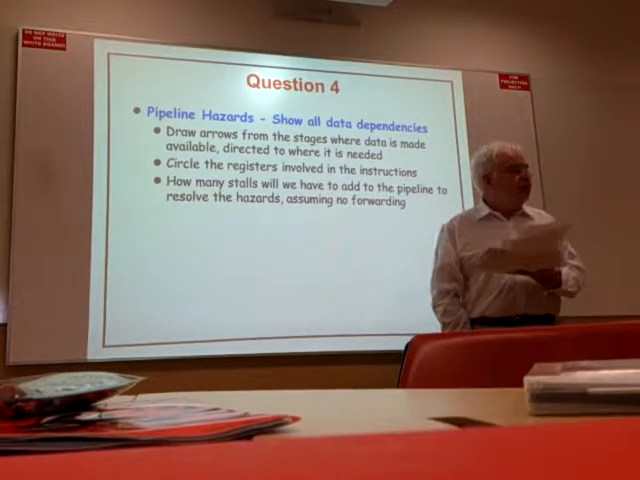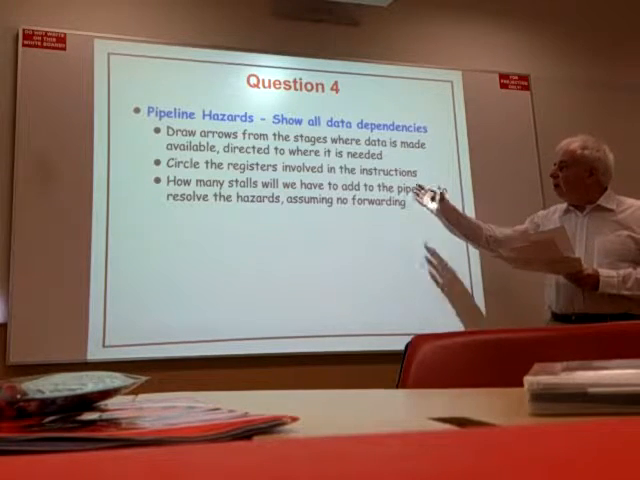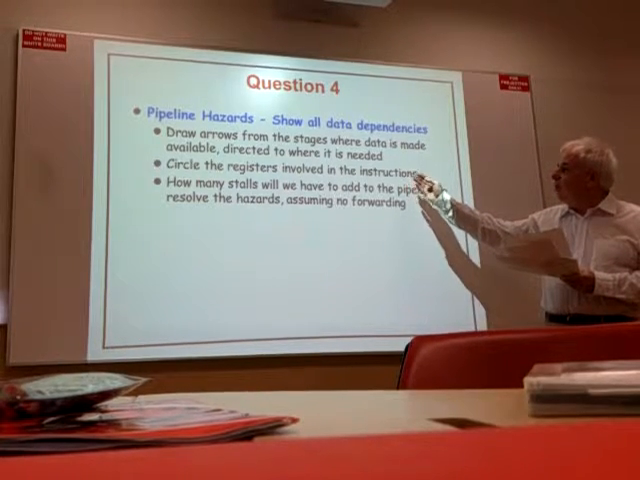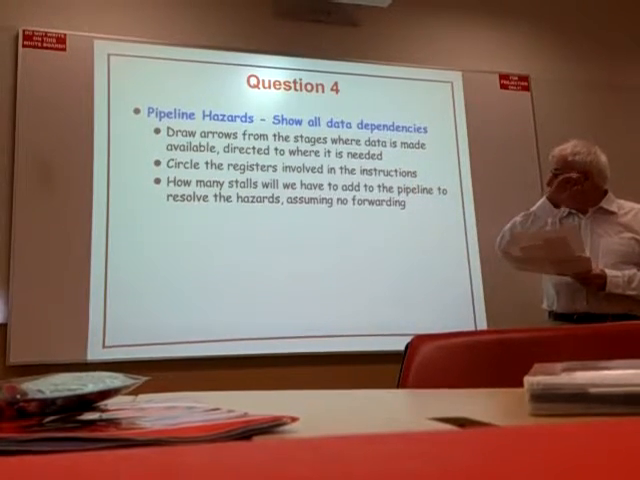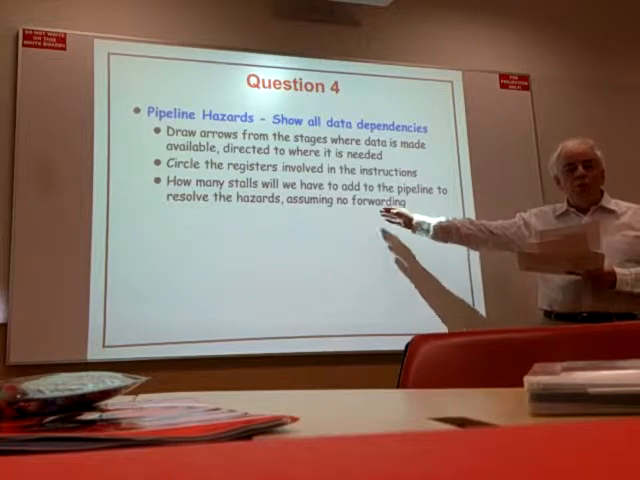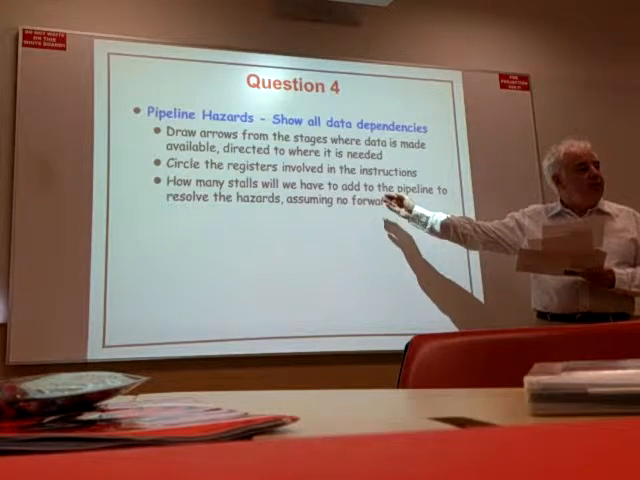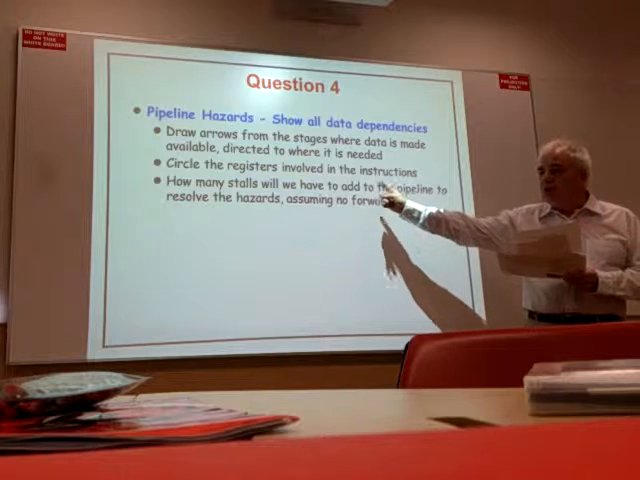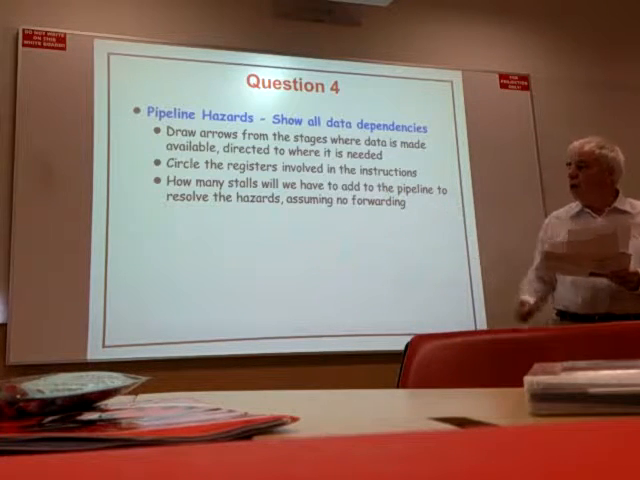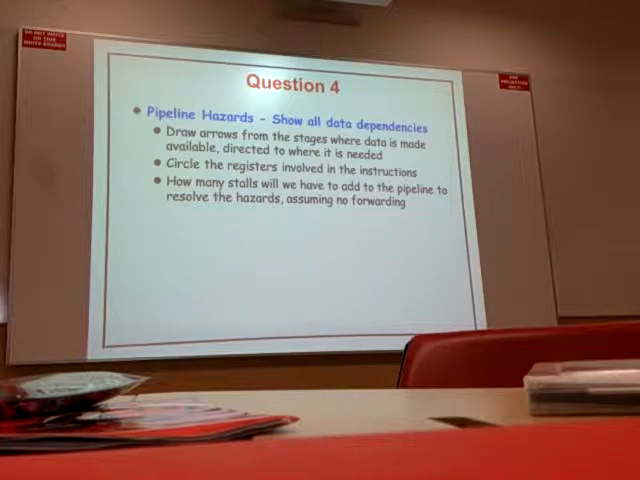Okay, so we're given an example and we're asked to identify all of the data dependencies, and then one way of resolving these data dependencies is by using what is called stalling. So we're asked how many stalls are required.